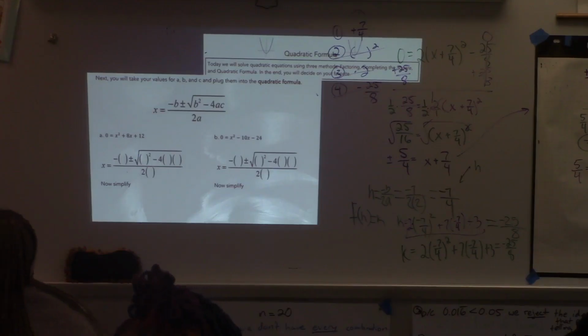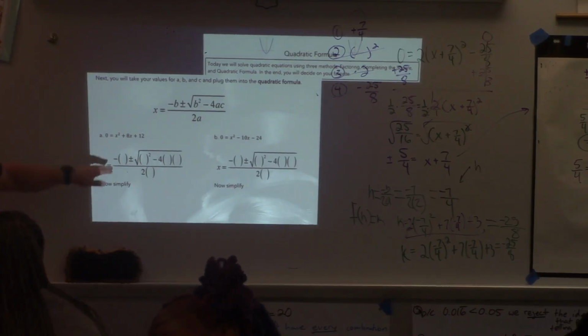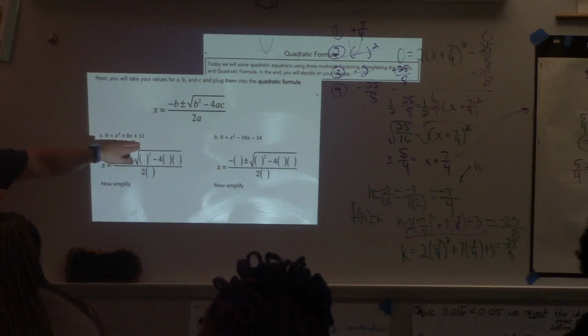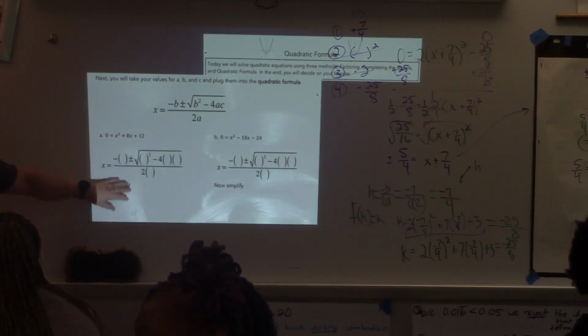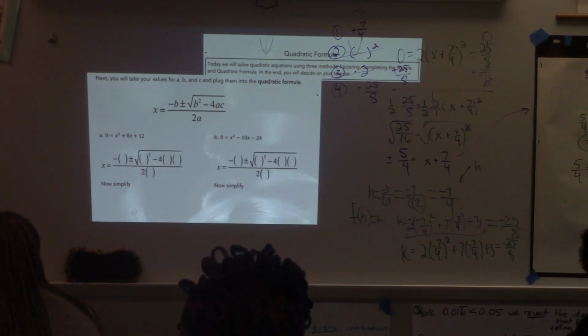Yeah, what the roots or the equation or the solution should be? The same. They should be the same. Here, I think we got -6 and -2. And so when we solve it this way, we should get -6 and -2.